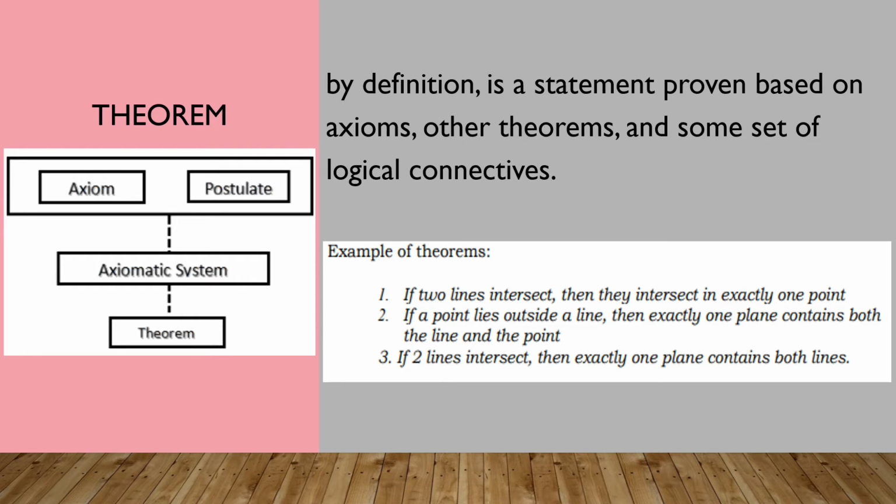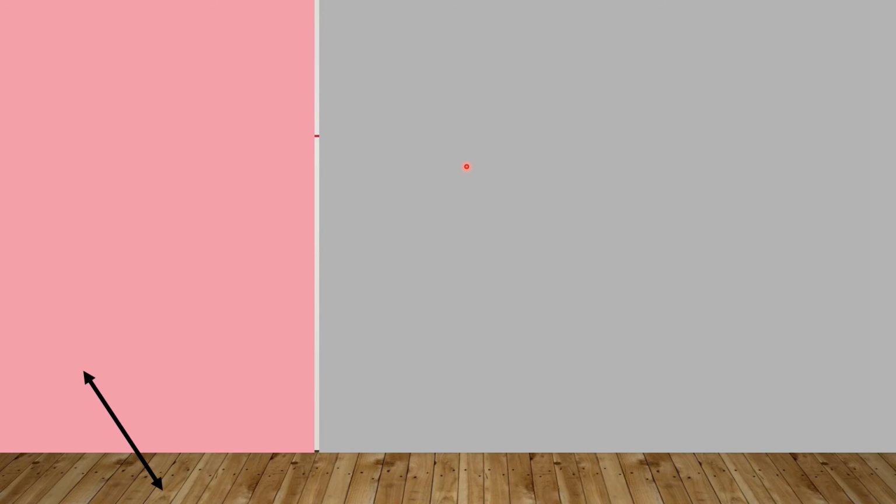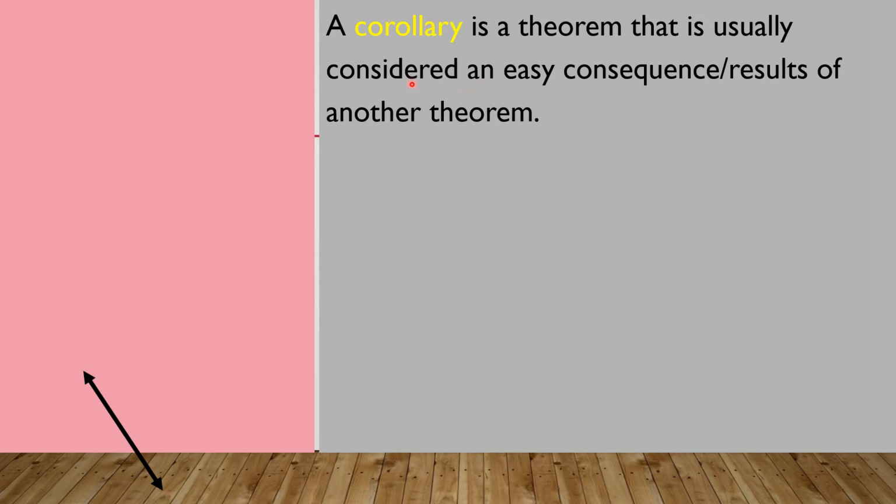Okay, our next here is the corollary. A corollary is a theorem that is usually considered an easy consequence or result of another theorem. Something that naturally follows as a result, that is a corollary.